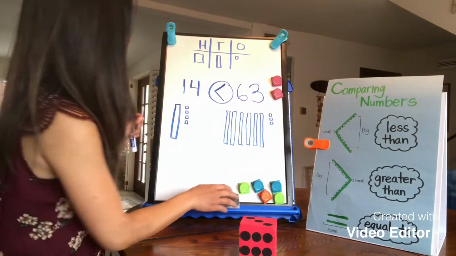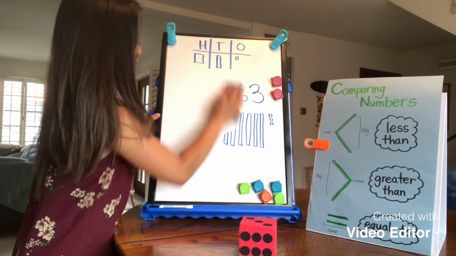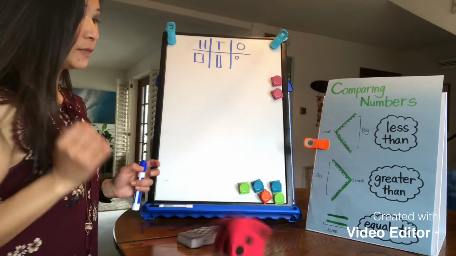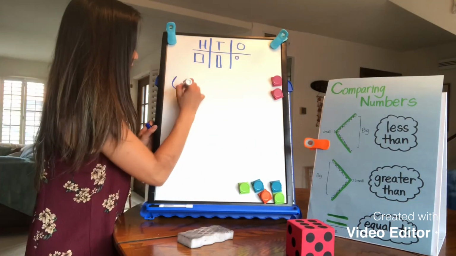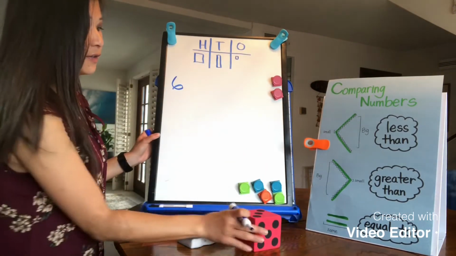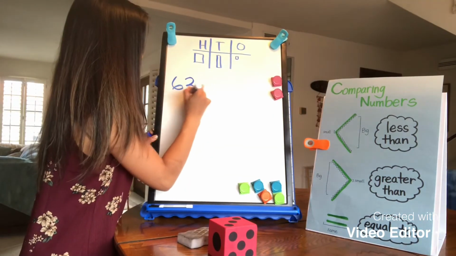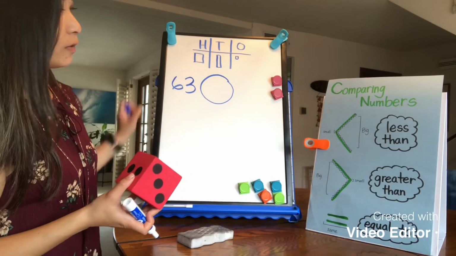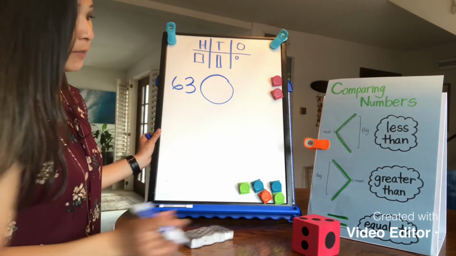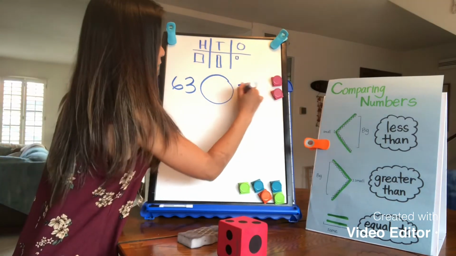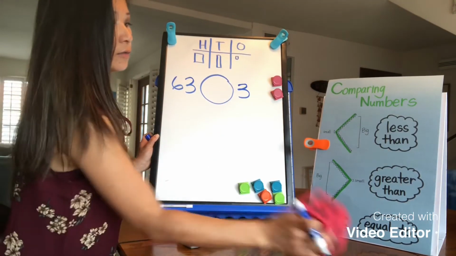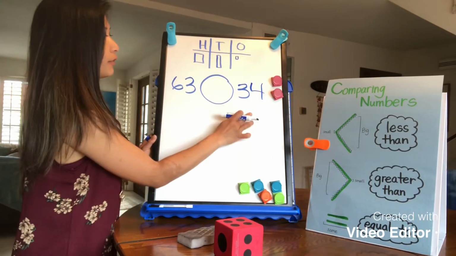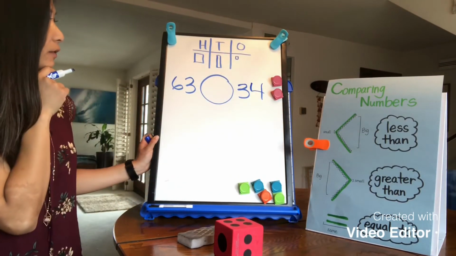Let's try building 2 more numbers and see if we can use the correct symbol to compare them. I'll use my dice. I've got 6 and 3. My circle just shows this is where I'm going to place my symbol to compare both numbers. I've got 3 and 4. 63 and 34.